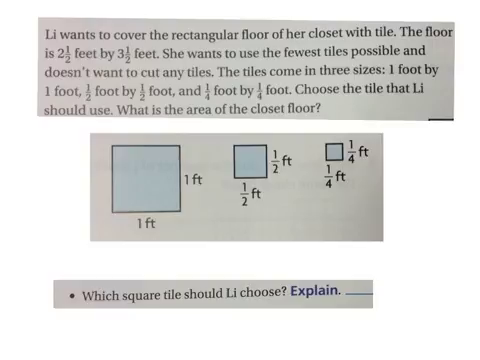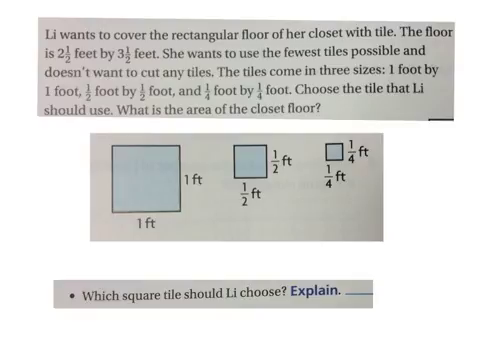Tiles come in 3 sizes. 1 foot by 1 foot, like this one right here. Okay, this one's 1 foot by 1 foot. Half foot by half foot, and 1/4 of a foot by 1/4 of a foot. Which size tile should Lee use? And also, what is the area of the closet floor?